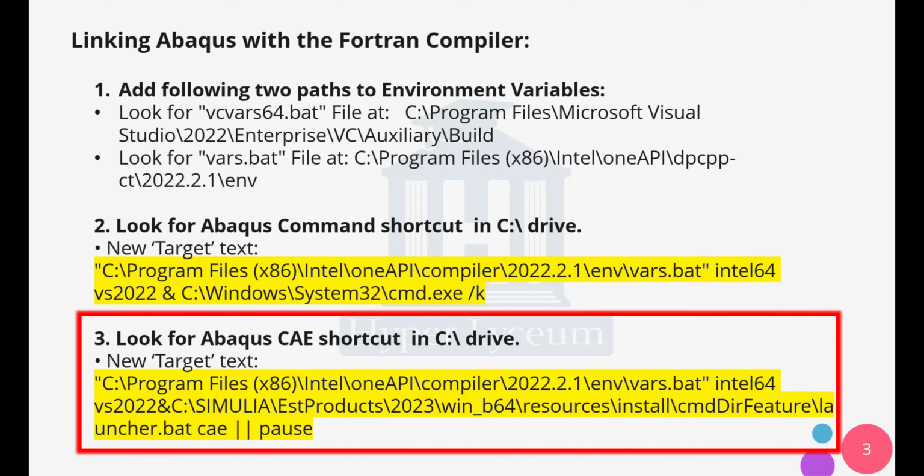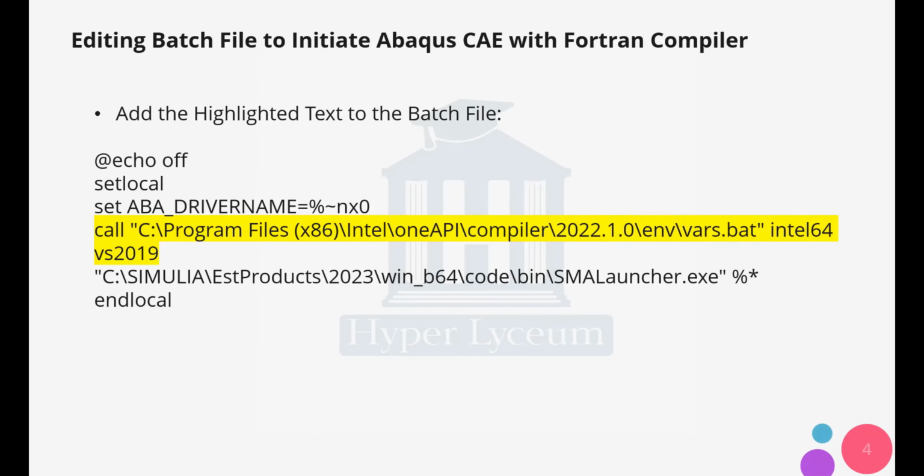As mentioned earlier, the link has already been established, allowing you to write subroutines when you click on the shortcuts. In the final step, you should open the batch file of Abaqus CAE using a text editor, such as Notepad++ or Windows Notepad. Then, copy and paste the highlighted text that you see into that batch file.